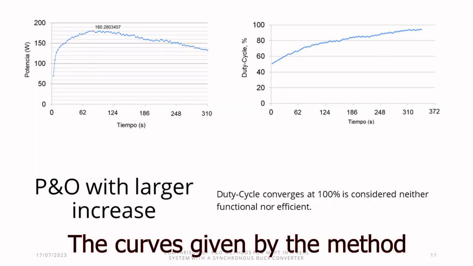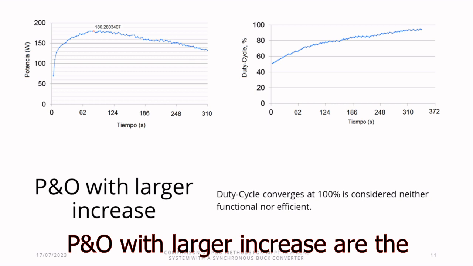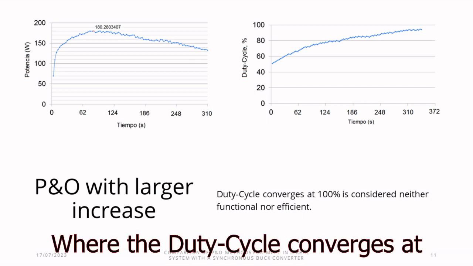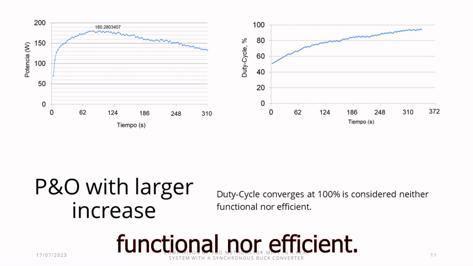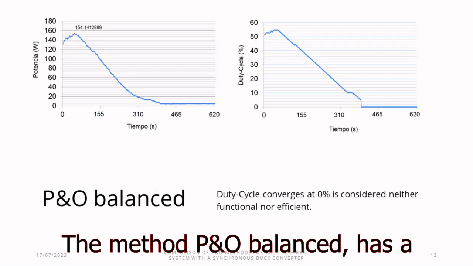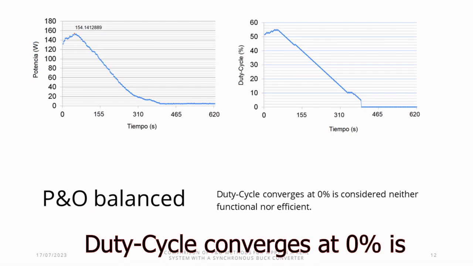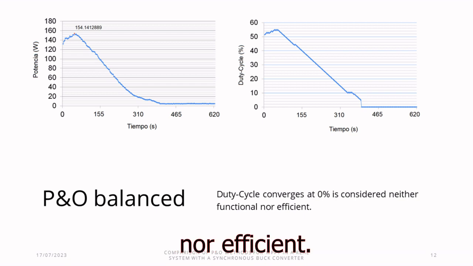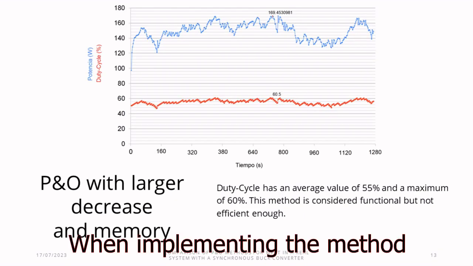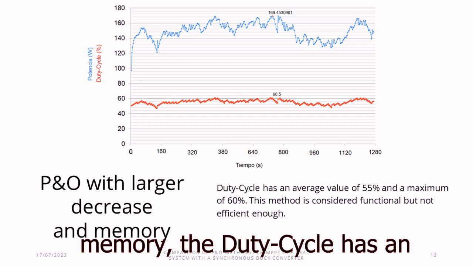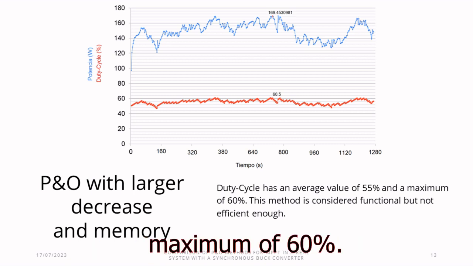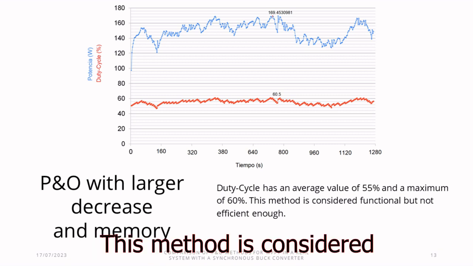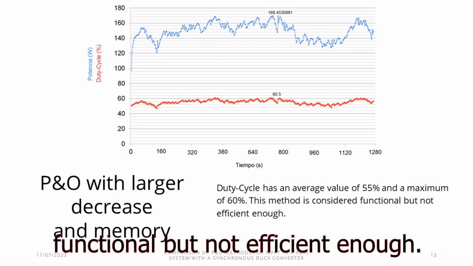The curves given by the method P&O with larger increase are the following. The duty cycle converges at 100%, which is considered neither functional nor efficient. The method P&O balance has a duty cycle that converges at 0%, which is considered neither functional nor efficient. When implementing the method P&O with larger decrease and memory, the duty cycle has an average value of 55% and a maximum of 60%. This method is considered functional, but not efficient enough.